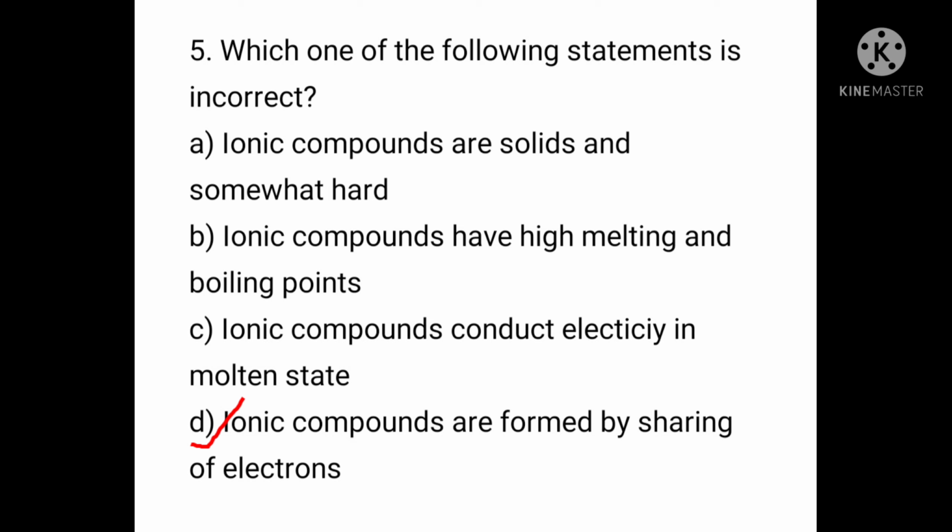Ionic compounds are formed by sharing of electrons. This is not correct. Ionic compounds are formed by transfer of electrons from a metal to a non-metal. So here the incorrect statement is option D.